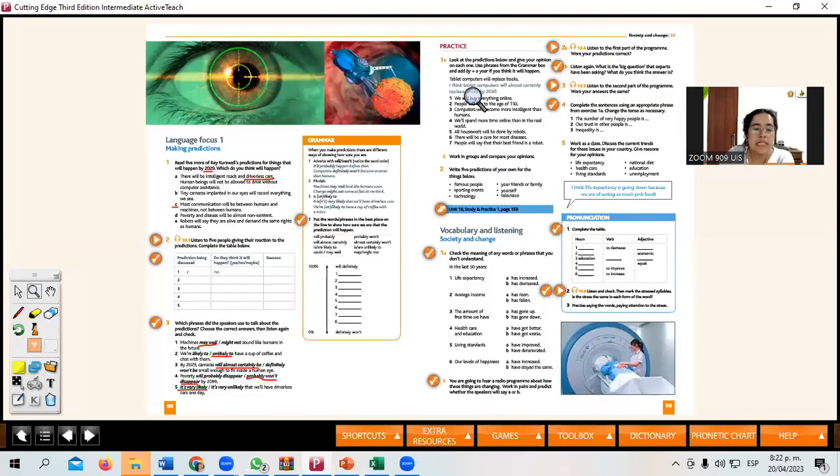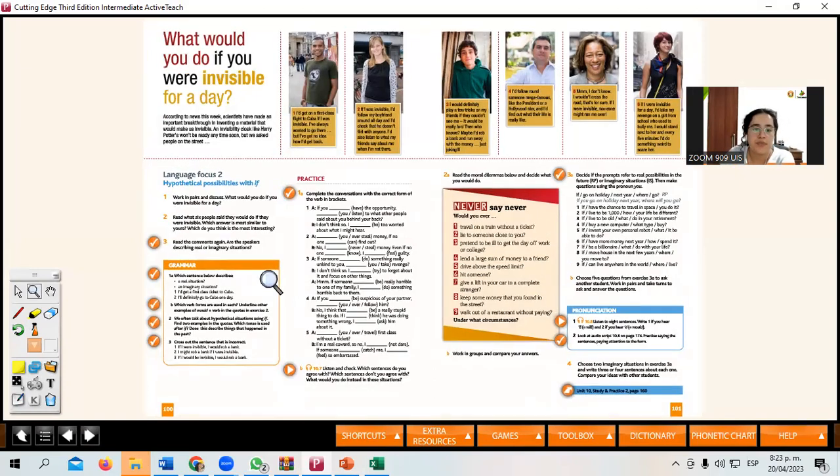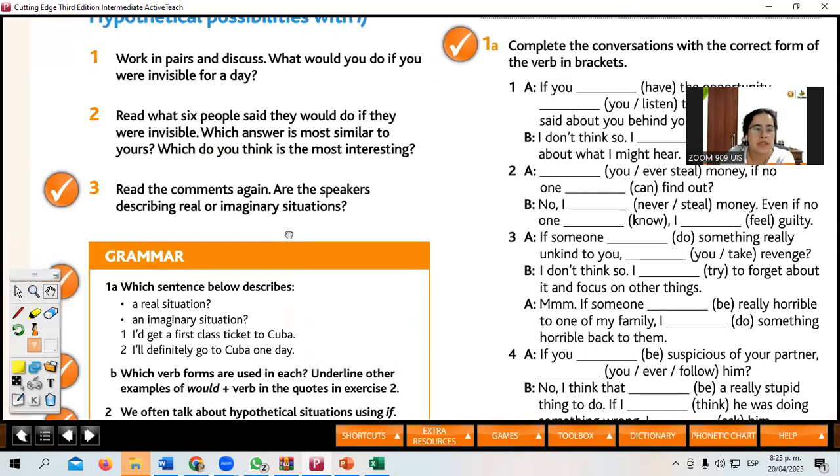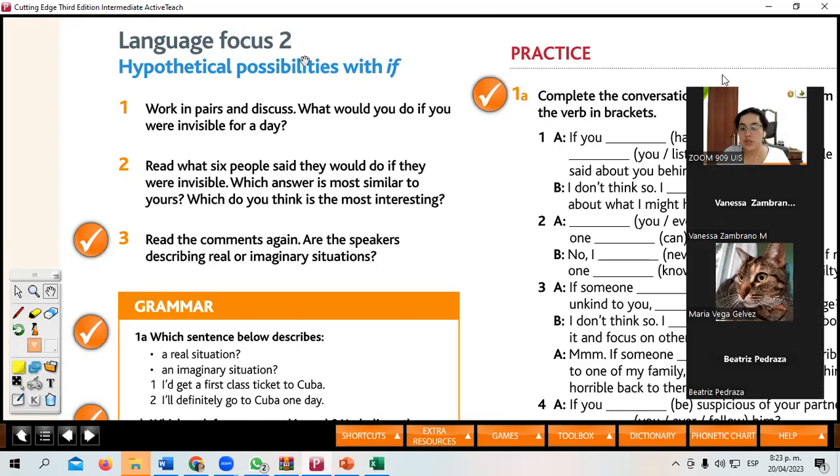We will continue working on unit 10, okay? So let's open the book on pages 100 and 101. It's about hypothetical possibilities using if. Let's take a look here. So I want to ask you first, before we start reading, think about your answer for this question. What would you do if you were invisible for a day? Okay, think. Imagine you are invisible for a day. What would you do? I'm going to give you 2 minutes to think about your answers. Then I will ask you to share with the class. What would you do if you were invisible for one day?